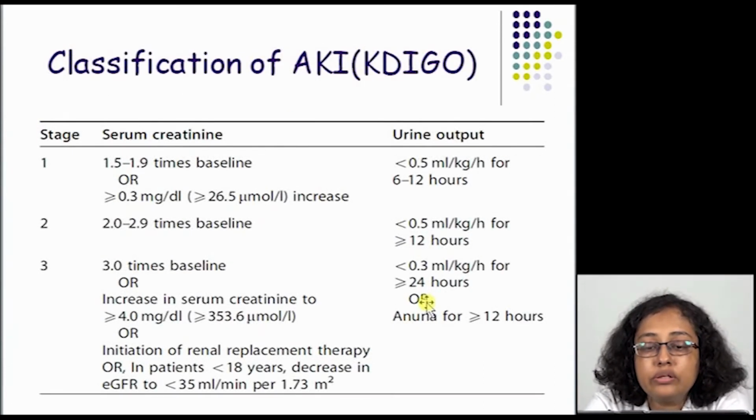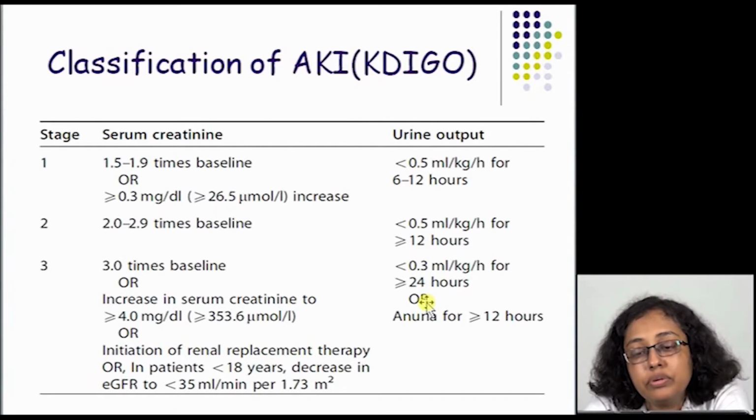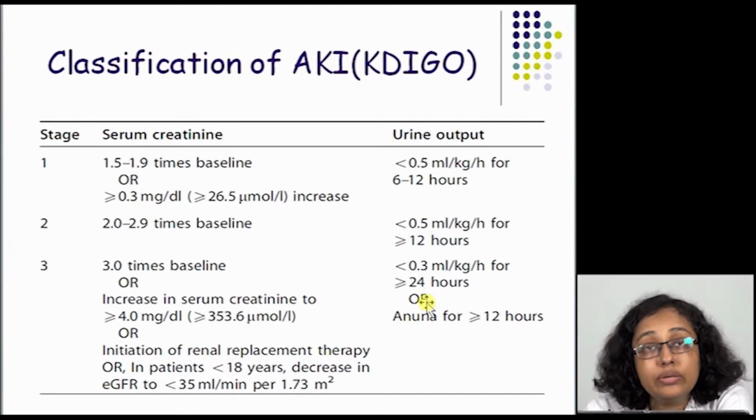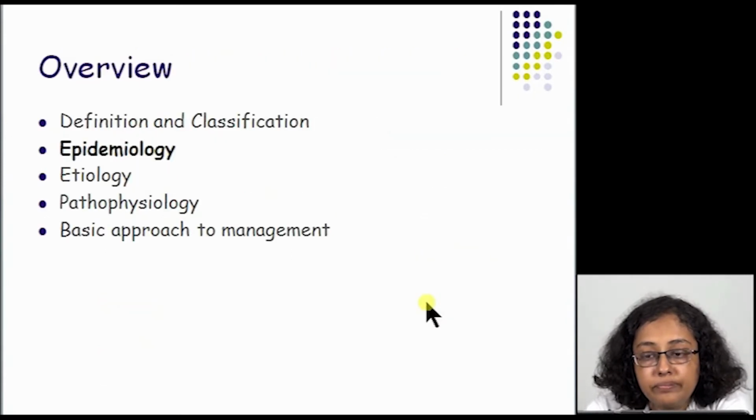So KDIGO gave the stages of kidney injury as 1, 2 and 3 based on the type of rise in creatinine and the urine output. So stage 1 was the initial stage, followed by stage 3, which was the most severe stage, wherein there was a 3 times rise in serum creatinine or the need for initiation of dialysis, with or without a decrease in urine output or persistent anuria.